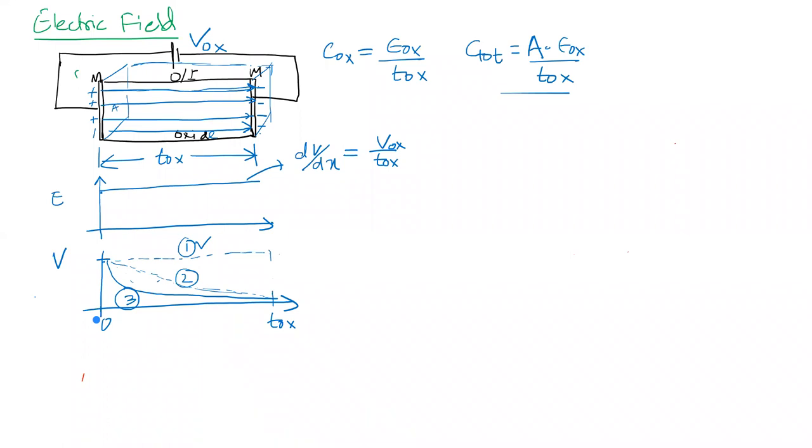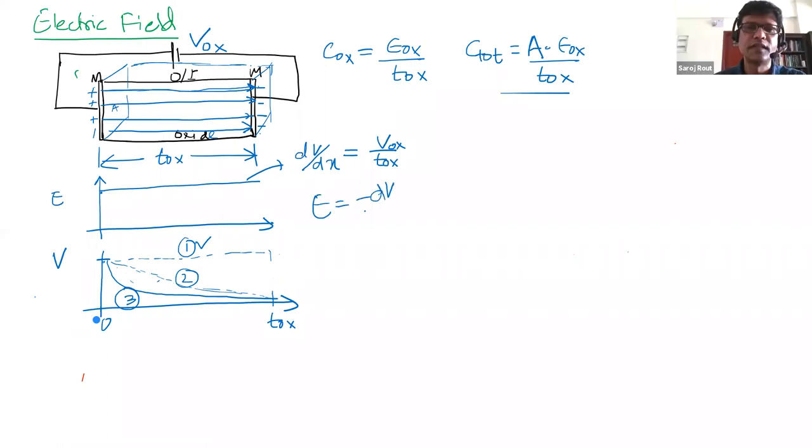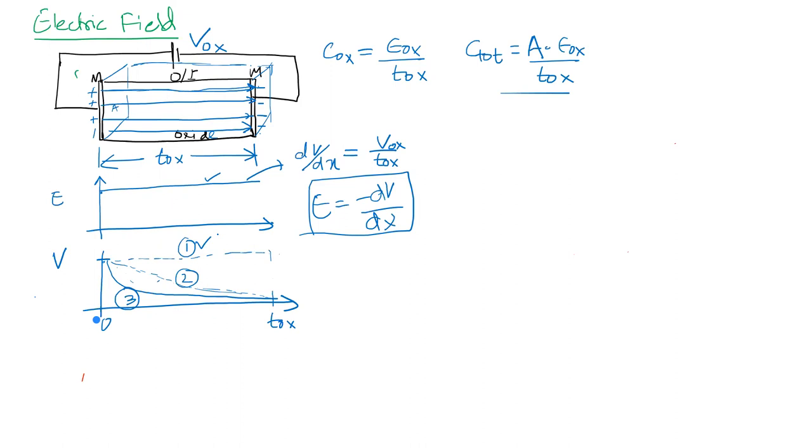E equals minus dV over dx, right? So dV equals minus E dx. Because I've shown you that the electric field is constant, is case one going to work? No, sir. Because if this is the voltage, then if I take the derivative of that, it is zero. So it should be zero. So that will not work.